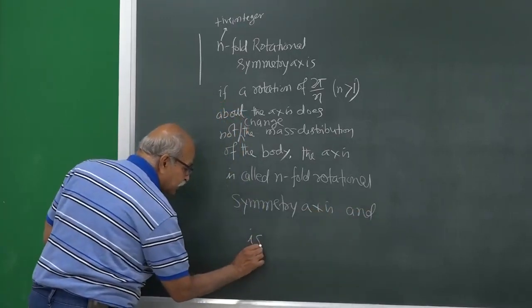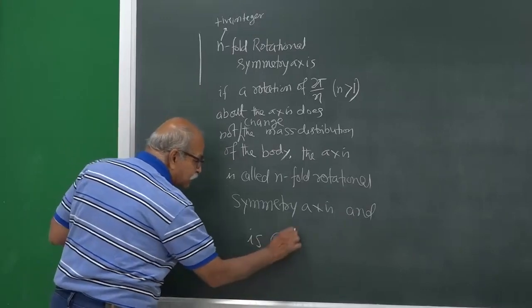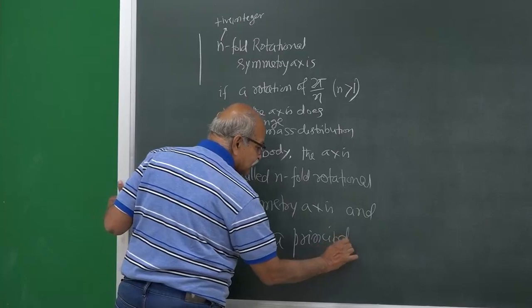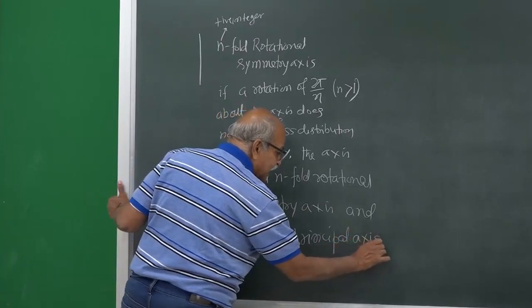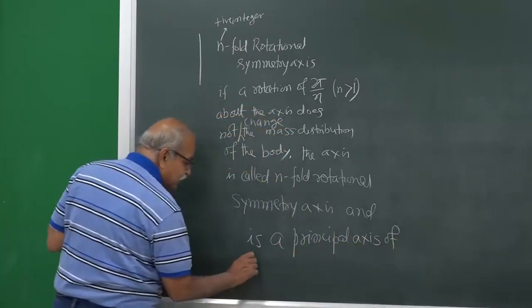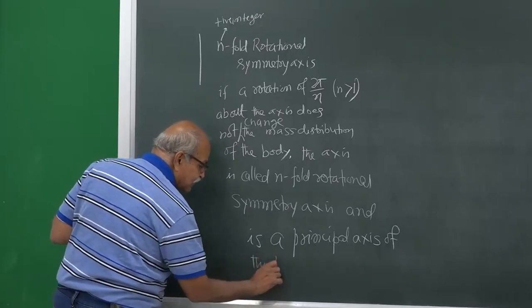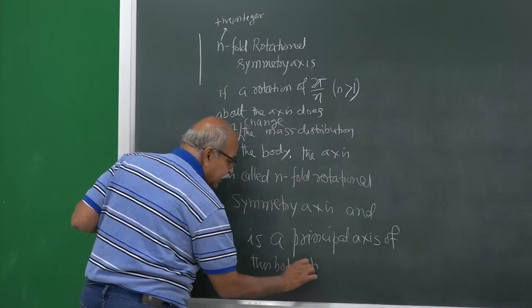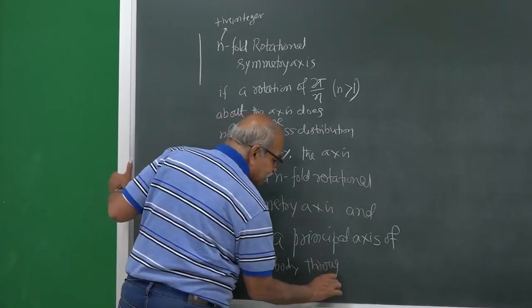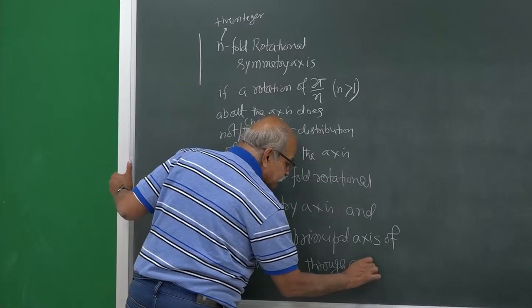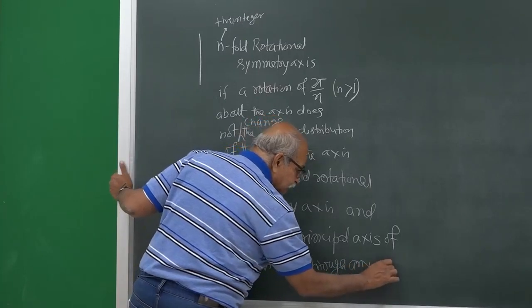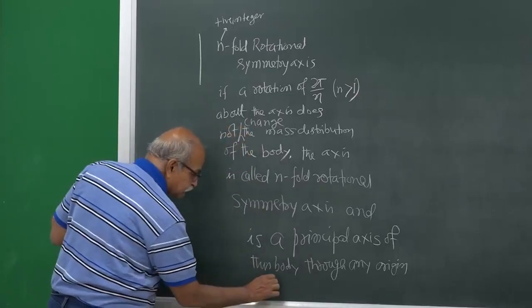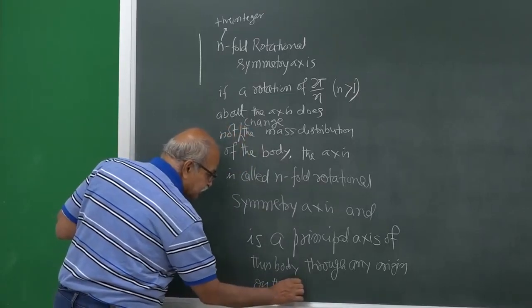This is important for us: it is a principal axis of this object, of this body, through any origin on this line, on this axis.